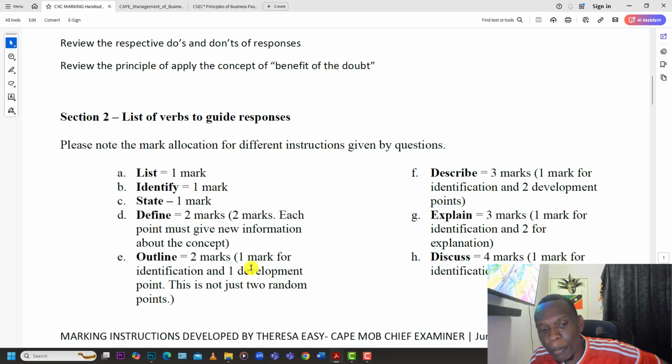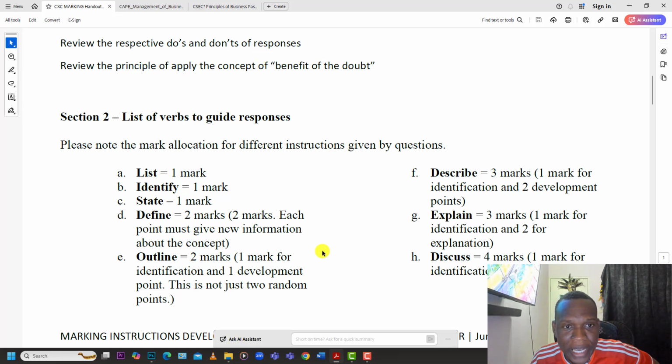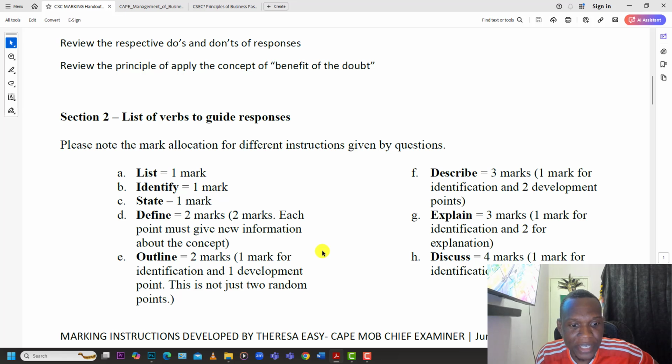Outline. Now this one normally trips up a lot of people, because a lot of people tend to give me listing, stating for an outline. Just as the name suggests, an outline, you just identify and then you put a little small development, a little skeletal structure, a little outline, not the whole thing. We're not going into depth, right? So 2 marks, 1 mark for identification and 1 mark for development of the point. This is not just 2 random points, right? So you have to identify whatever you want to outline and then say a little thing about what it is.